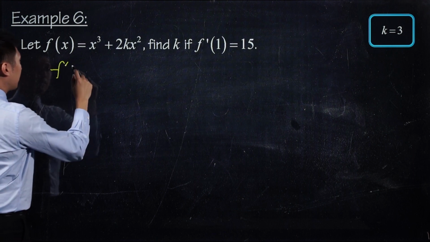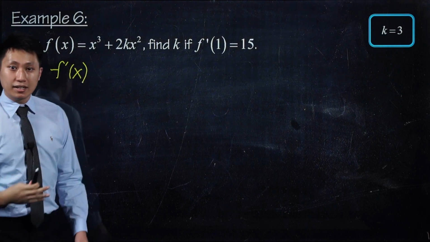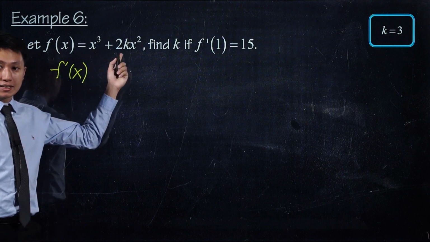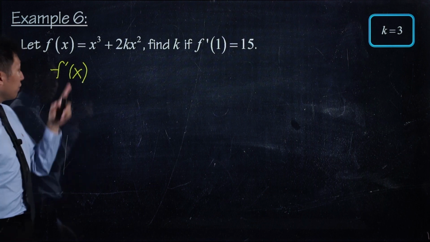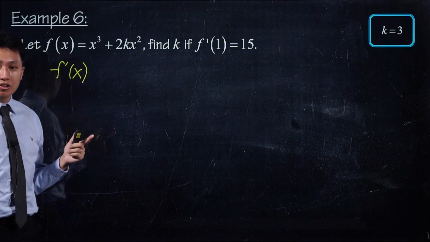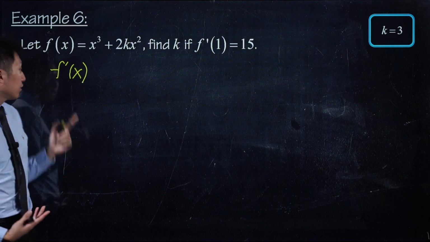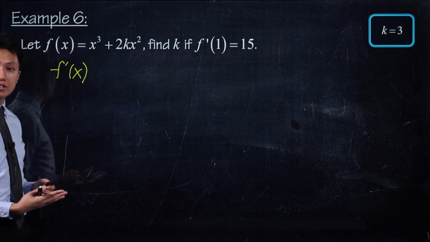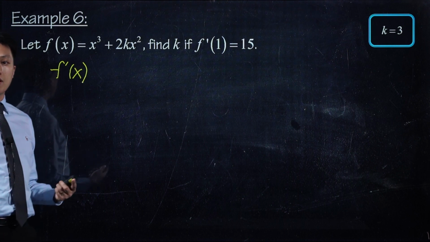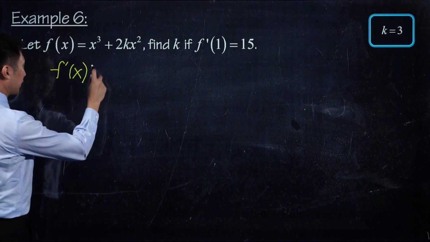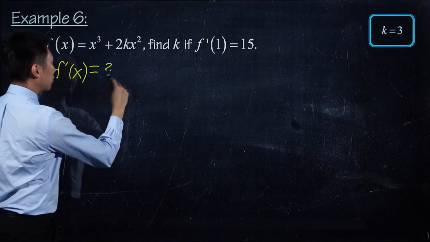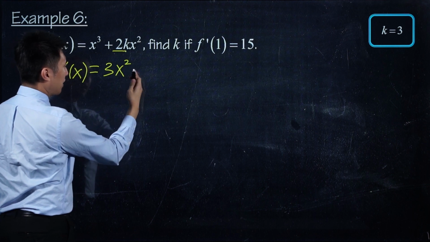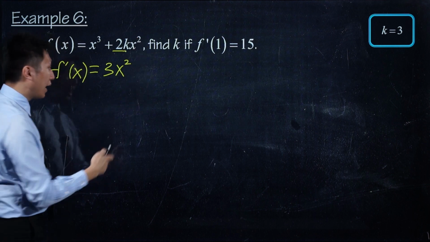When you have y equals some function of x, then you write dy/dx. If it's given in terms of f(x), you don't write d f(x)/dx, you write f prime. F prime means the same thing: the derivative of f. It's a notation here. So f prime of x will be equal to 3x squared. Then this one is a constant, so I write it in front. Differentiate x squared, I get 2x. So plus 4kx.